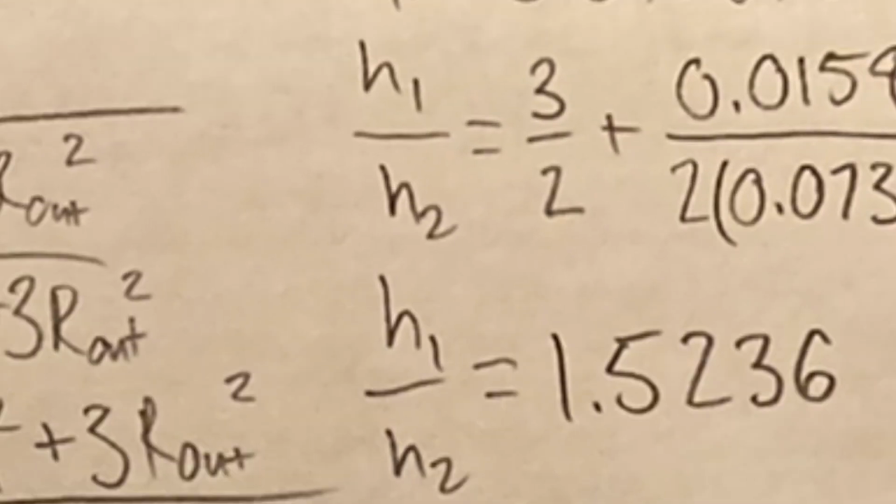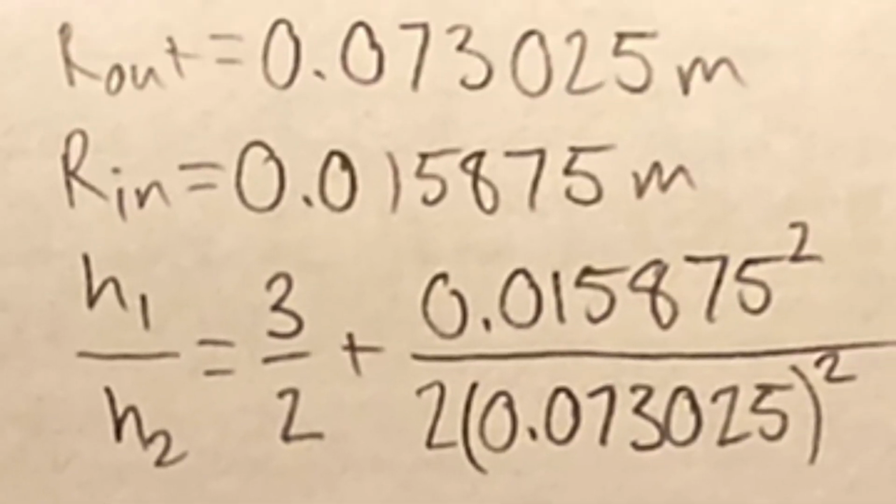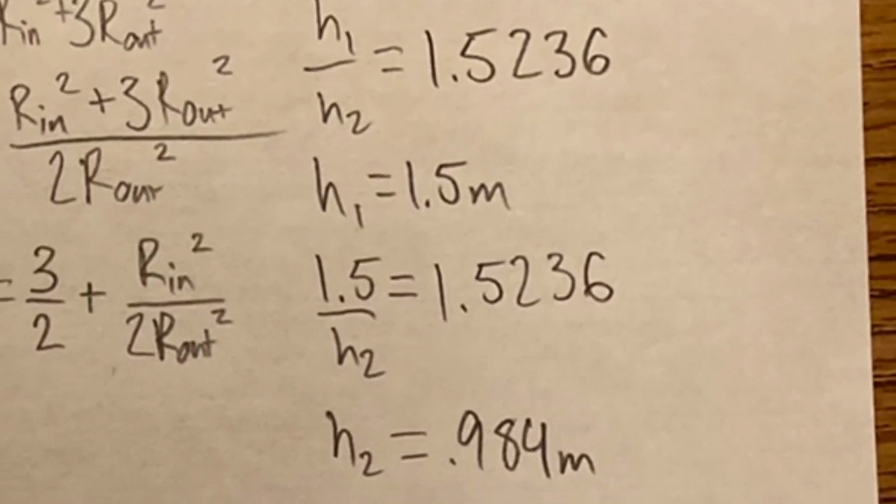So for the rolls that we're going to be using, in SI units, the radii are 0.073025 meters for the outside and 0.015875 meters for the inside. So we plug those radii in for our h1 over h2. So we get h1 over h2 equals 3 over 2 plus 0.015875 squared over 2 times 0.073025 squared.